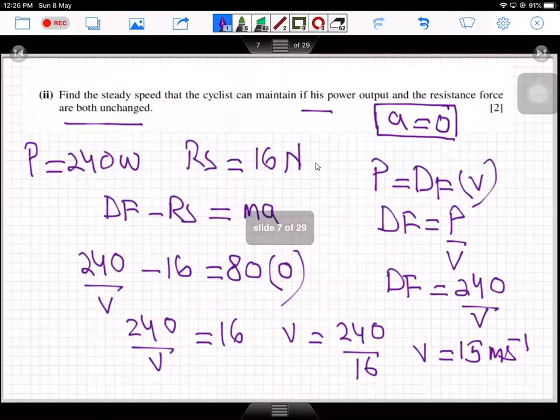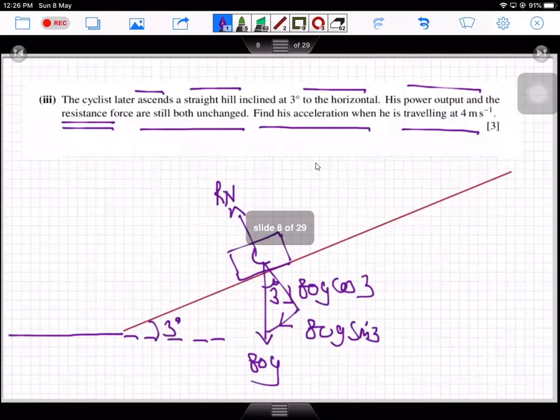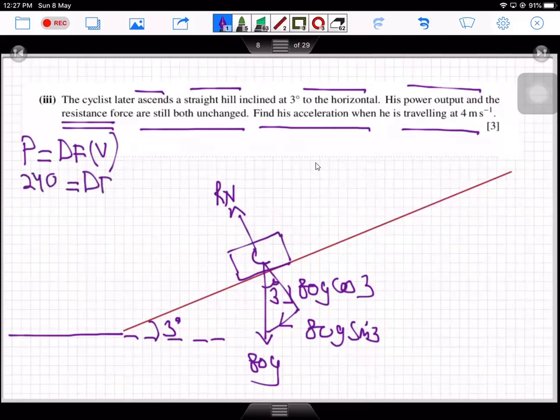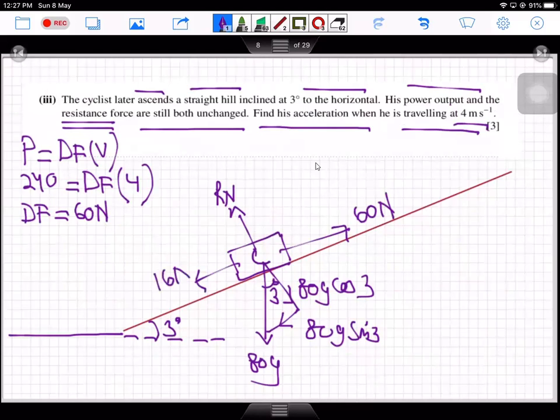His power output and the resistance force are still both unchanged. So the power is 240 watt. Since power is equal to driving force multiplied by speed, the driving force is unknown right now, and we are talking about the speed of 4 meters per second. So the driving force would be 240 divided by 4, which is 60 Newton. And the resistance is unchanged. The resistance is the same, 16 Newton.